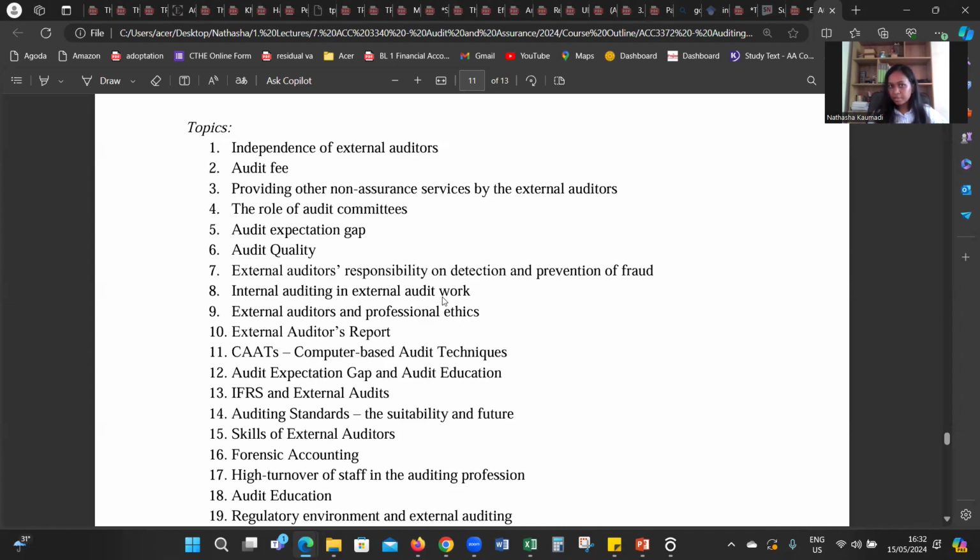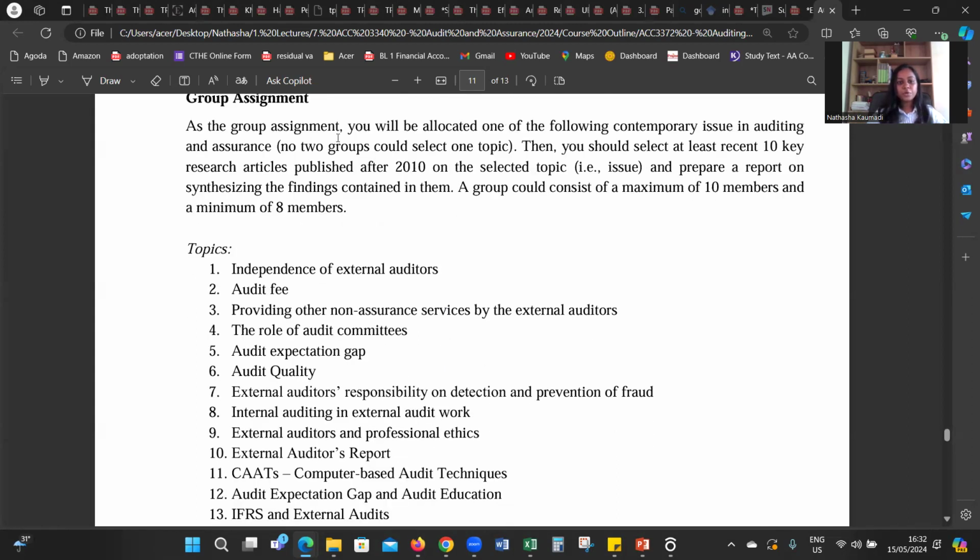After that, I will communicate the topic to you within the day, right? I'll upload it in the LMS as well. You can see what topic your group has got. What you have to do is this. As the group assignment, you will be allocated one of the following contemporary issues in auditing and assurance. All these are related to auditing and assurance. You should select at least 10 recent key research articles published after 2010 on the given topic.